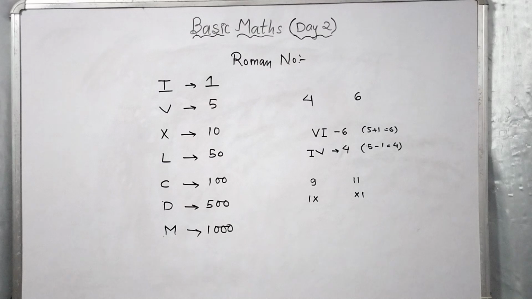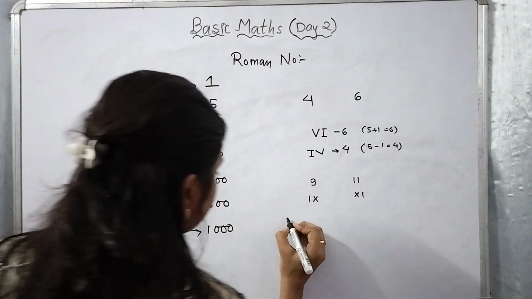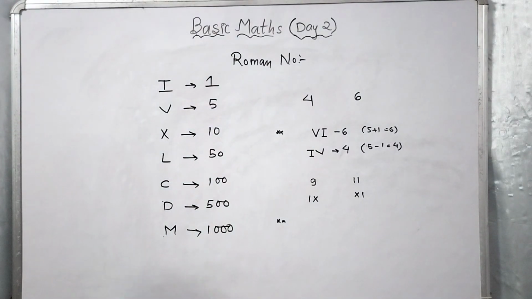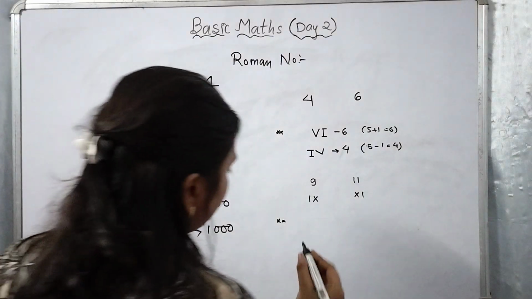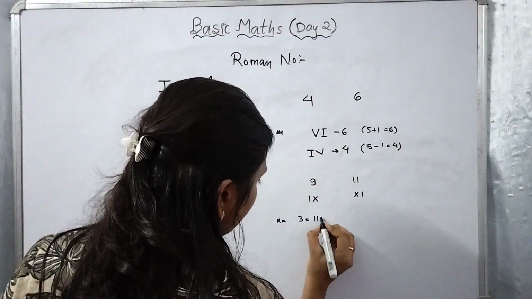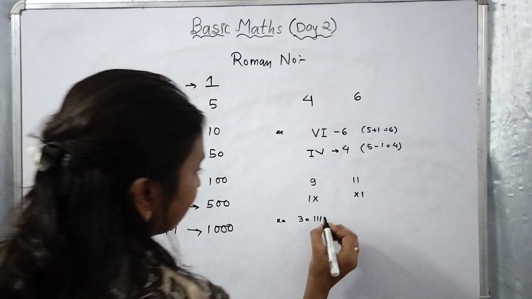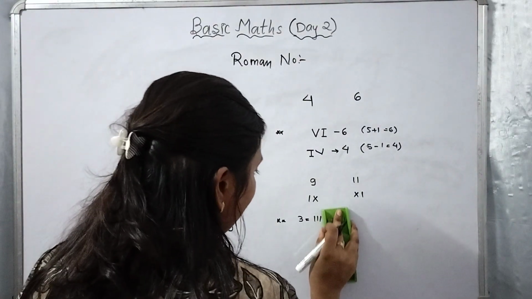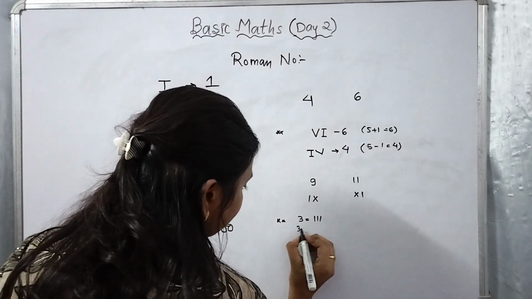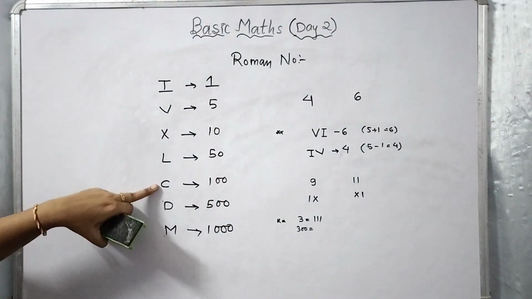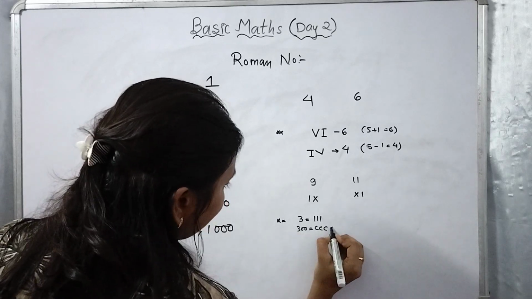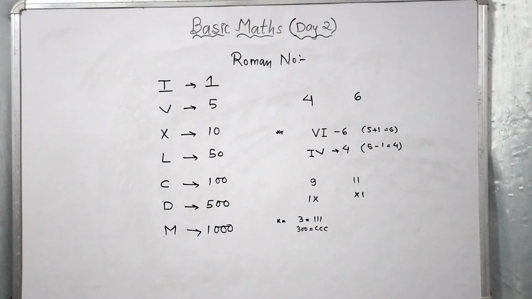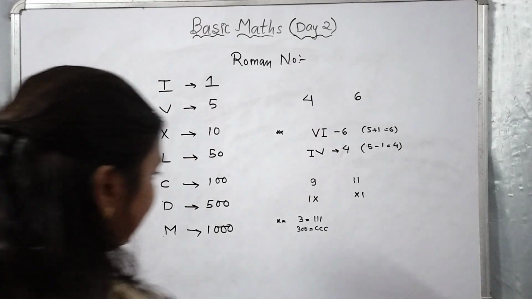Now our second rule. This was our first rule, and our second rule is you can only write any term thrice. It means that if you want to write 3, then you can write it 1, 2, 3. But you can't write it 4 or 5 times. You can only write any number thrice. Fine. If you want to write 300, what will you write? Since 100 is C, you can only write C, C, C. You can't keep continuing for 400 and 500. Fine. So this can be used only thrice.